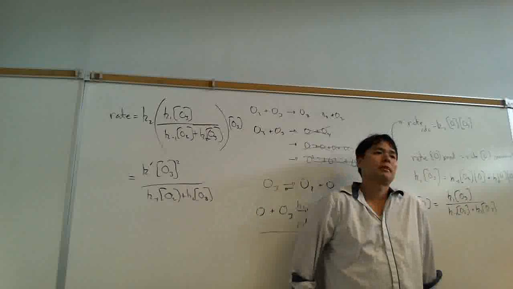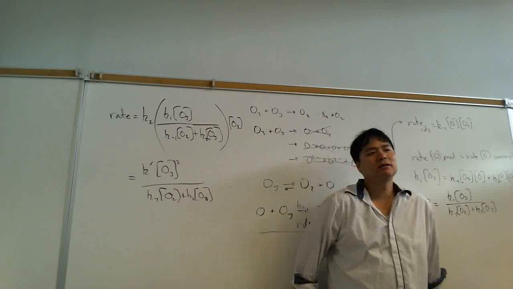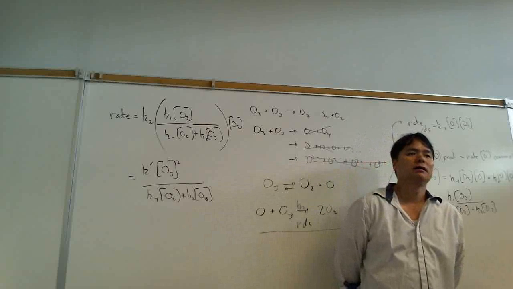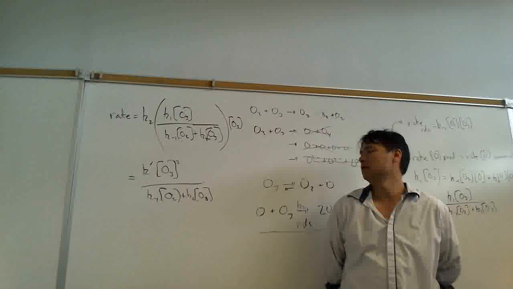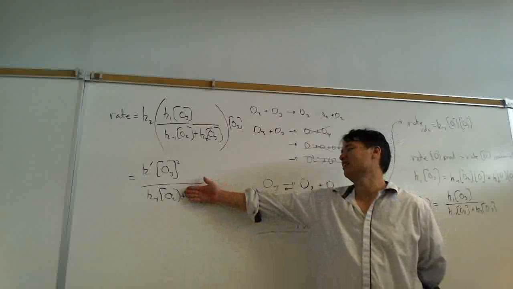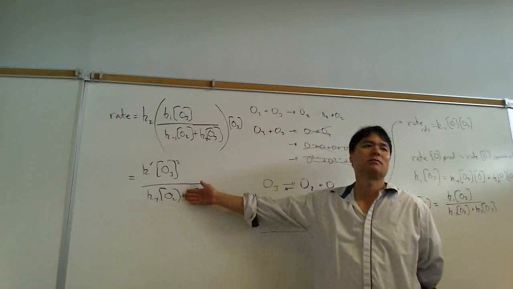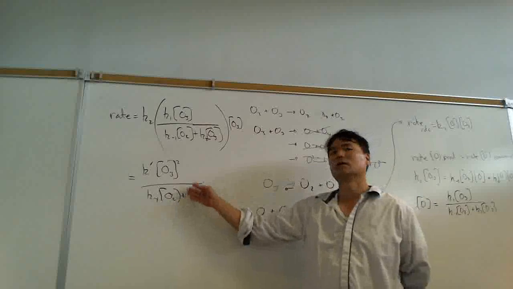If we forgot to say steady state and just did fast reversible, is it still right? No. If I ask you to do steady state and you do fast reversible, it's not right. Because if you did fast reversible and this term drops out, well, if K2 is large, then it's going to be wrong. You'll get the wrong order here.